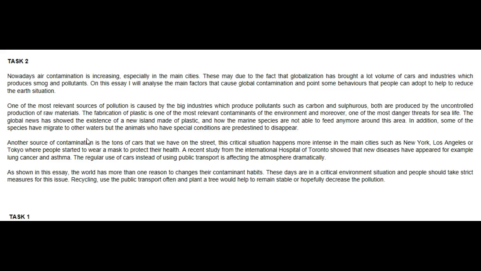Okay, the fabrication of plastic is one of the most relevant contaminants of the environment, and moreover, one of the most dangerous, you need the adjective here, threats for sea life. The global news has showed the existence of a new island made of plastic and how the marine species are not able to feed anymore around this area. In addition, some of the species have migrated, this needs to be with a D, to other waters, but the animals which have special conditions are predestined to disappear. Okay, you can see I really didn't change very much here.